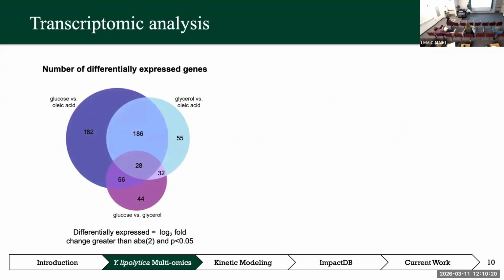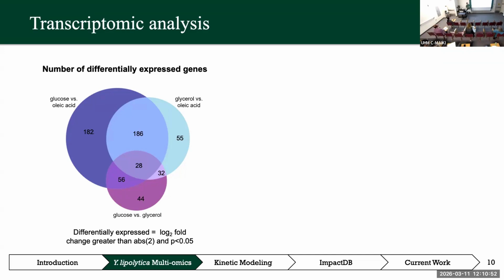Next, we wanted to look at the transcriptomics. We wanted to know how the gene regulation is different with these three carbon sources. This first plot is showing differentially expressed genes, so it could be up or down, just differences. We see that glucose and oleic acid have the most different regulation, the most differentially expressed genes, and glucose and glycerol have the least.